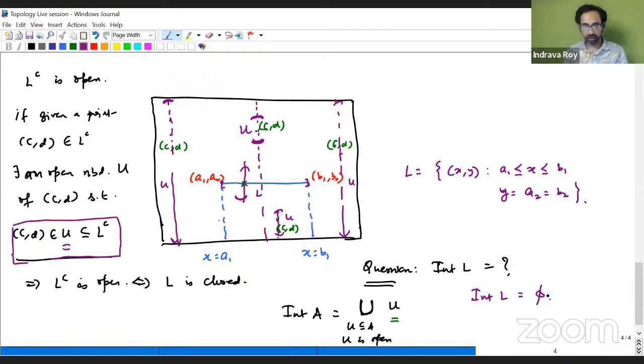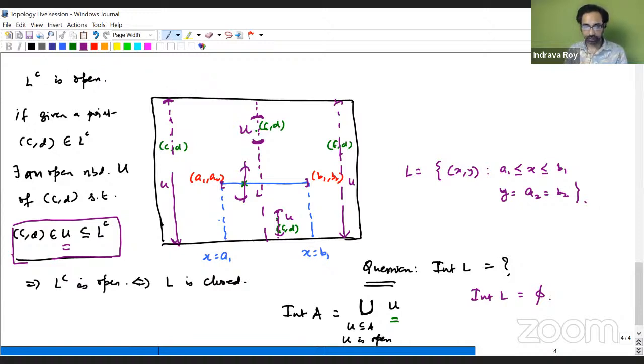This is what we discussed in, I think, week 9. When we were discussing the Baire spaces, we discussed what the interior is, and we formulated the Baire category theorem in terms of closed sets with empty interior, right? So this is an example of a closed set with empty interior.